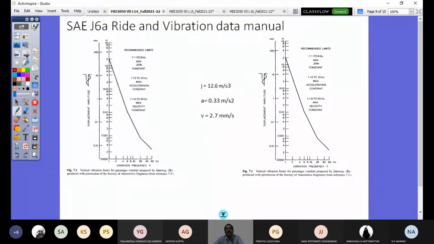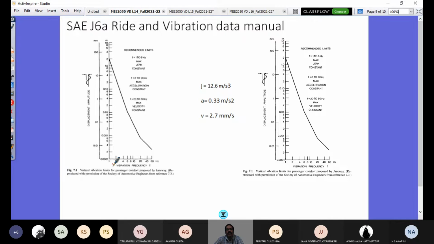So this is all what we have seen in the last class in order to look at this type of standards. These give the guideline, the SAE J6A ride and vibration data manual. It gives you this range of frequencies from 1 Hz to 60 Hz in 3 domains: up to 6 Hz, 6 to 20 Hz, and 20 to 60 Hz. With these values of jerk, acceleration or velocity being constant, you have this plot where on the y-axis you have the displacement amplitude of vibration as a function of frequency, and the displacement amplitude felt by the vehicle should be below this line in order to meet the comfort boundary.